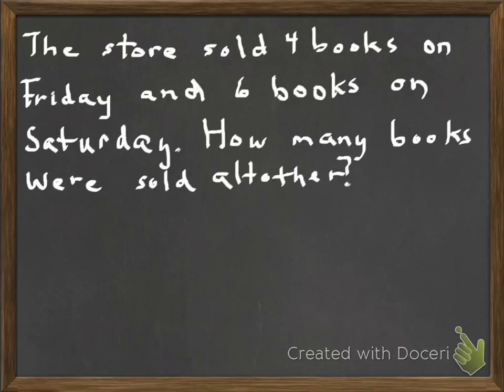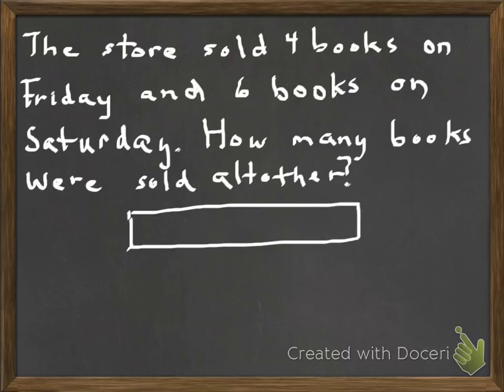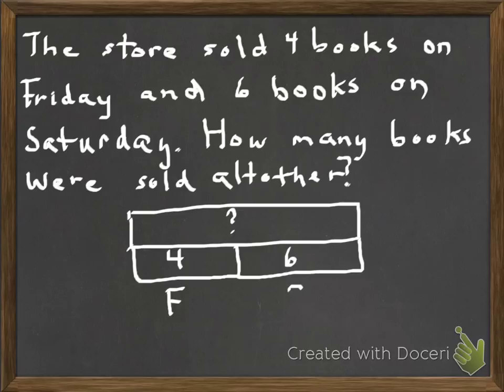Okay, how'd you do? You should have drawn a top bar to represent the whole. And again, on this bar model problem, we don't know how many books were sold altogether. So the top bar will have a question mark. Books were sold on Friday and Saturday. 4 books were sold on Friday. 6 books were sold on Saturday.